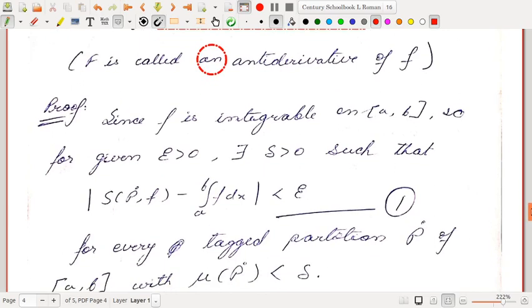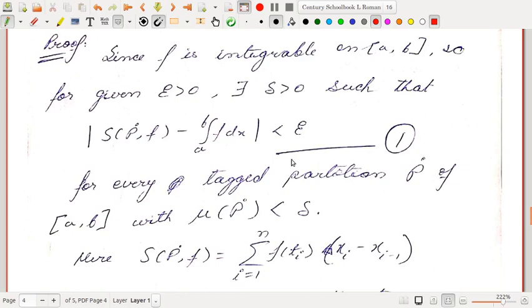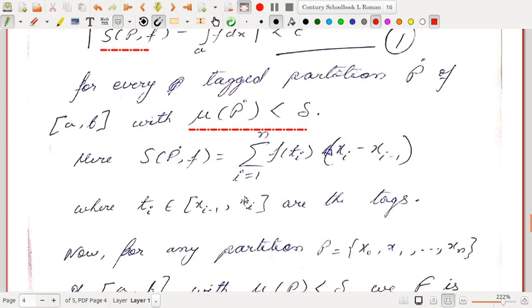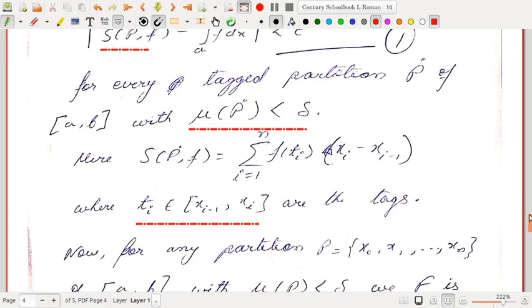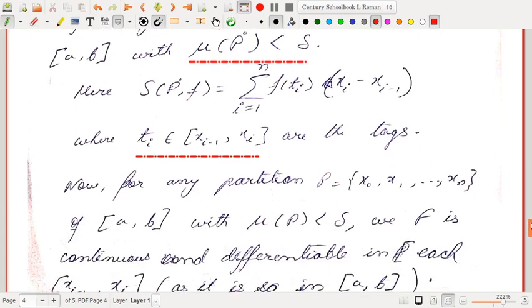Okay. So since f is integrable on [a, b], given any epsilon greater than 0, we will use the Riemann sum approach here. It is easier in this case. There exists delta greater than 0 such that the absolute value of the Riemann sum minus the integral from a to b of f dx is less than epsilon, for every tagged partition of [a, b] with norm of P less than delta. Where the Riemann sum is the summation of f of ti into (xi minus xi minus 1), where ti belongs to this interval. These are the tags, and the ti's are chosen randomly.